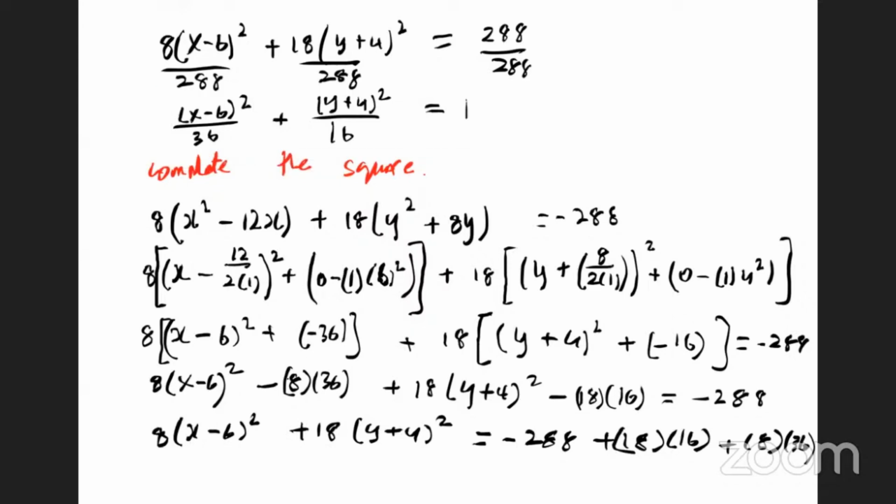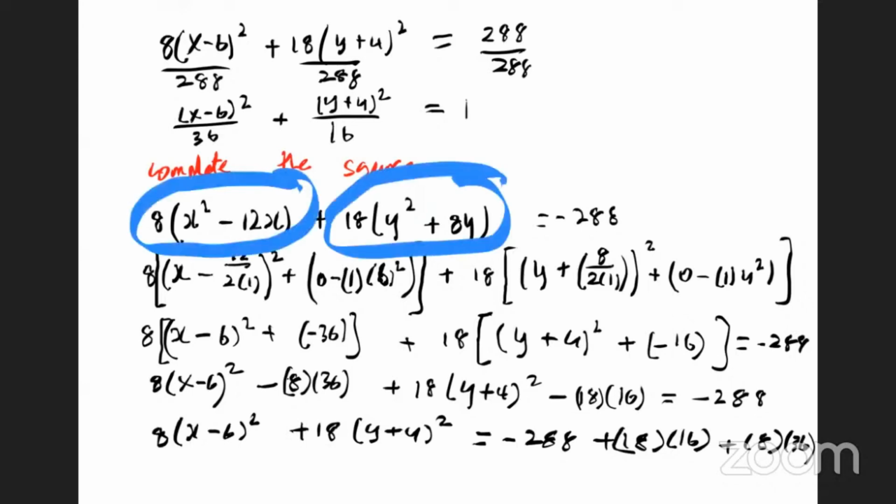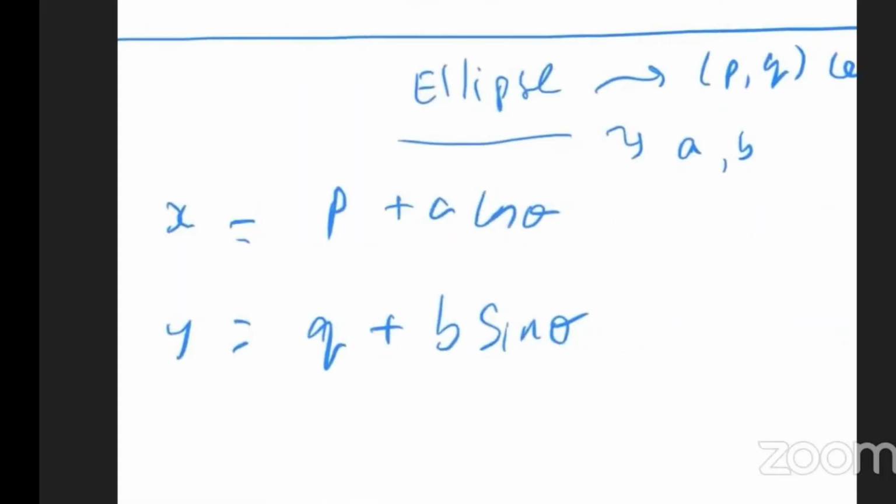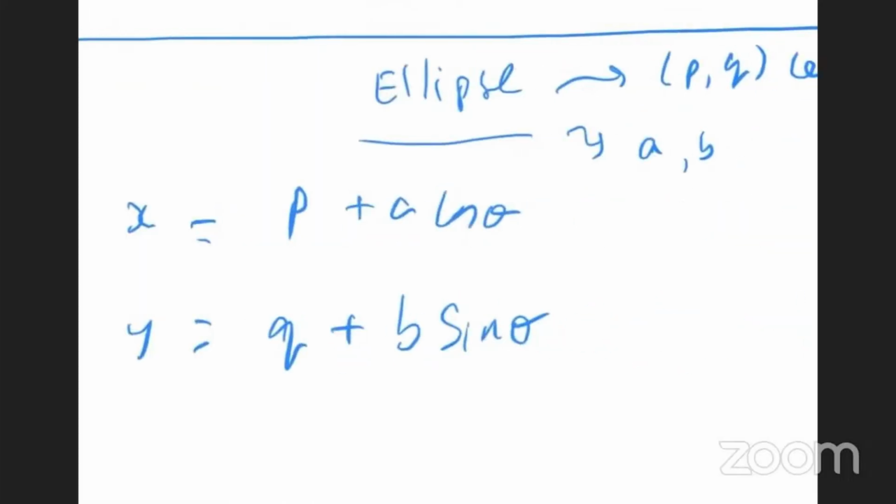Right? All I want you to remember is this. If you see something like this in an exam, complete the square here, complete the square here, and then you'll get in a form like this. Right? And then you should be able to make the right-hand side 1. So the parametric form of an ellipse is this. Copy it down. What's the difference between the parametric form of a circle and an ellipse?